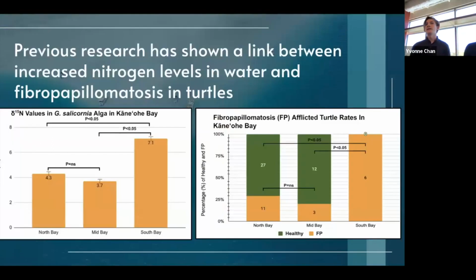Yeah. So last year I did a study which looked at the link between nitrogen levels in the water, represented by the nitrogen delta 15 isotope, and rates of fibropapillomatosis in green sea turtles. As we see here, there is a close relationship between the nitrogen delta 15 levels, which illustrate human pollution, which were ascertained by sampling algae and doing mass spectrometry on algae, and the fibropapillomatosis rates in the same areas of Kaneohe Bay, which were ascertained via censusing. And this showcases a clear relationship between nitrogen delta 15 and fibropapillomatosis in green sea turtles.